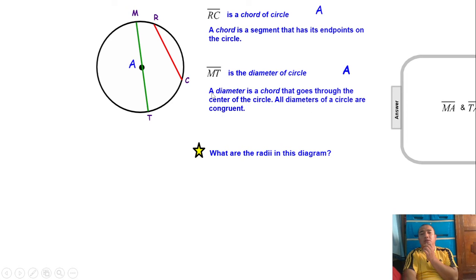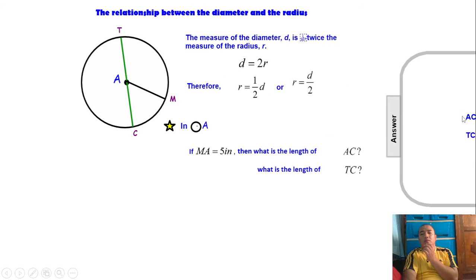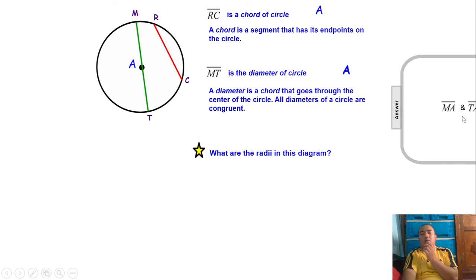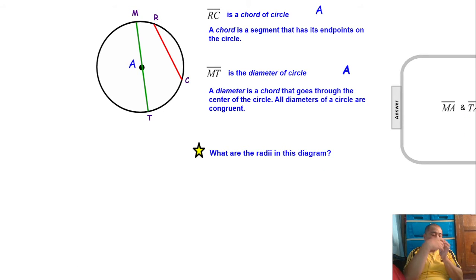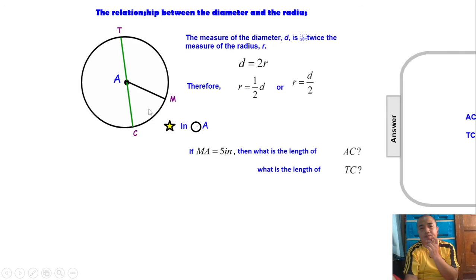What are the radii in this diagram? So what are the radii in the diagram? We have line segment MA and line segment AT or TA. Line segment MA and line segment AT are the radii in the diagram.